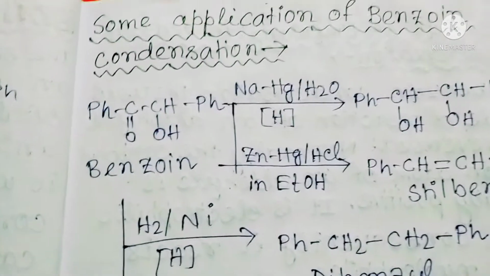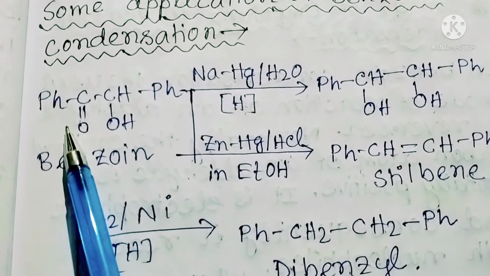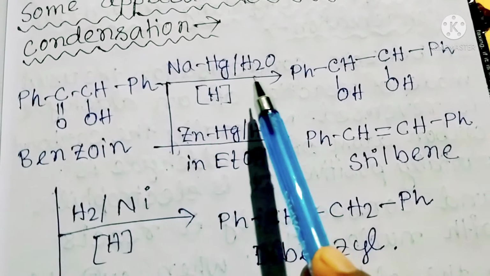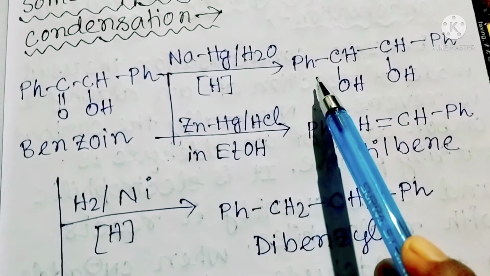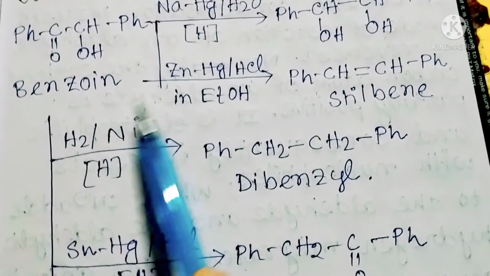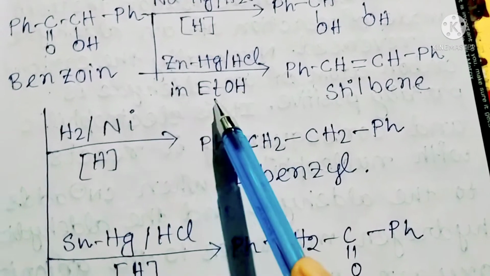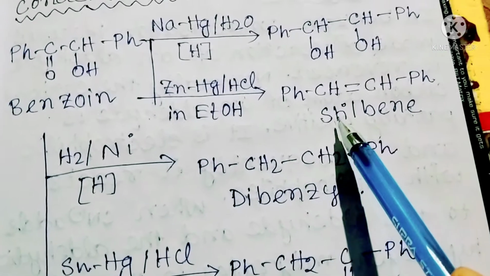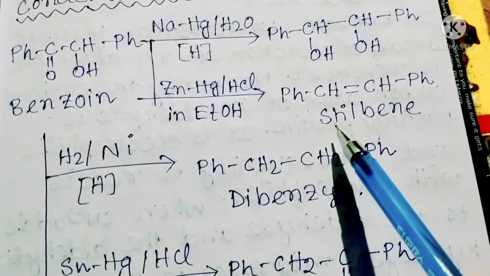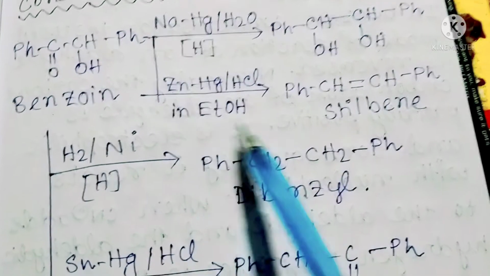Now, let's see some applications of the benzoin condensation reaction. Here, we take benzoin. Now, we treat this benzoin with sodium amalgam in water and as a result we get PhCHOH-CHOH-Ph. Next we react benzoin with zinc amalgam in HCl in ethanol and we get stilbene. What is the structure of stilbene? Ph-CH=CH-Ph. So we synthesize stilbene from benzoin using zinc amalgam in HCl in ethanol.